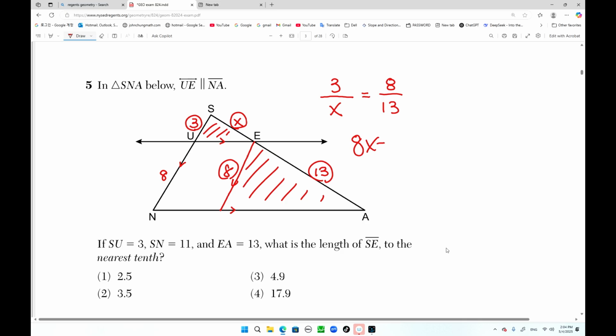8x equals 39. X equals just a little less than 5. We have only one number less than 5, okay? 4.9. Well, you can divide, okay? Maybe 4 point something like that. Okay.